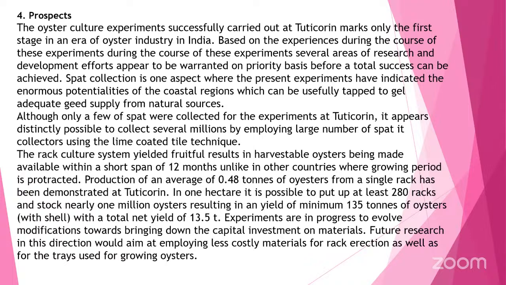The rack culture system yielded fruitful results, with harvestable oysters being made available within a short span of 12 months, unlike in other countries where the growing period is protracted. Production of an average of 0.48 tons of oysters from a single rack has been demonstrated at Tuticorin. In 1 hectare, it is possible to put up at least 280 racks and stock nearly 1 million oysters, resulting in a yield of minimum 135 tons of oysters with shell, with a total net yield of 13.5 tons.